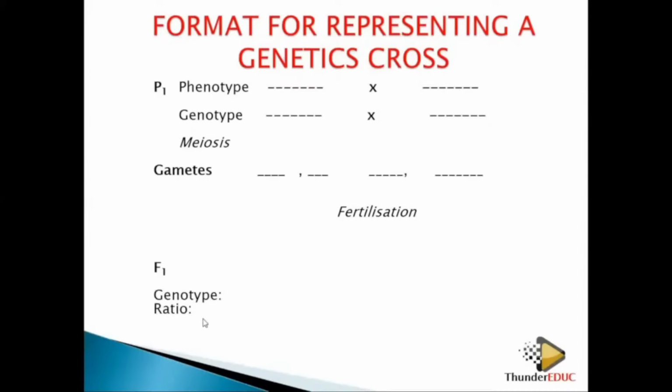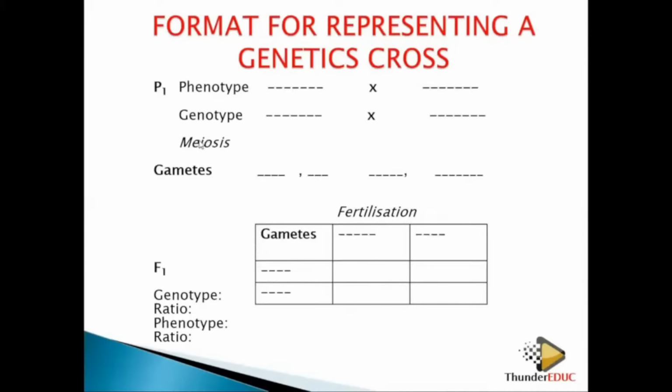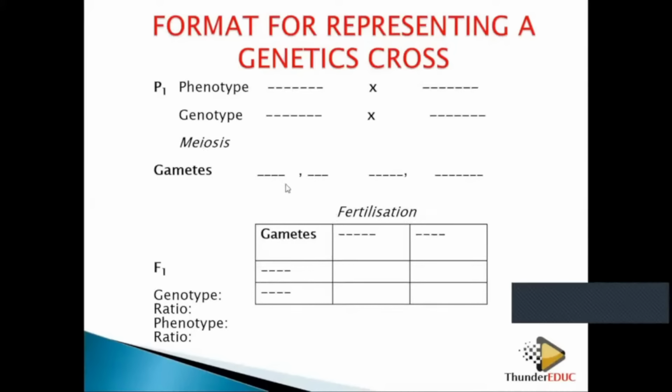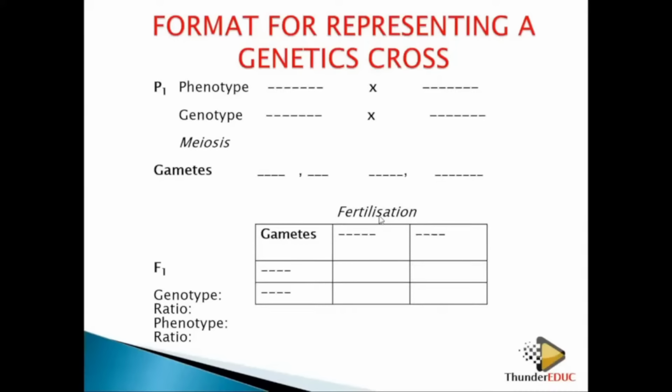After that, you need to get the ratio, or the genotypic ratio, or the phenotypic ratio. Then you use the genotype to obtain the phenotype. Use the genotype, the description of an organism in terms of genes, and then after that you'll be able to get the phenotype. Writing the word meiosis and fertilization will also give you a tick. If you don't write it, you lose that tick.